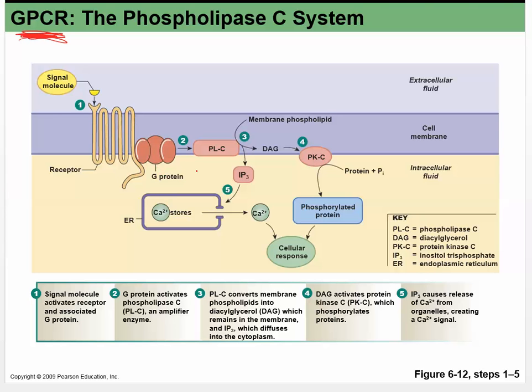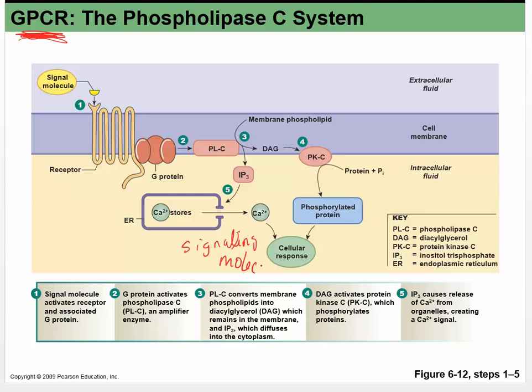Here's a different mechanism that they use. In this case, it's activating something called phospholipase C and protein kinase C, IP3, which is called inositol triphosphate. Lots of big names. You don't have to know all these. I'm not going to ask you about these. But you can see in this case, the goal of this when this binds is to release calcium. Calcium is a signaling molecule.